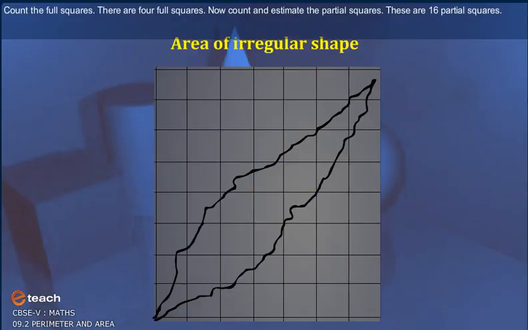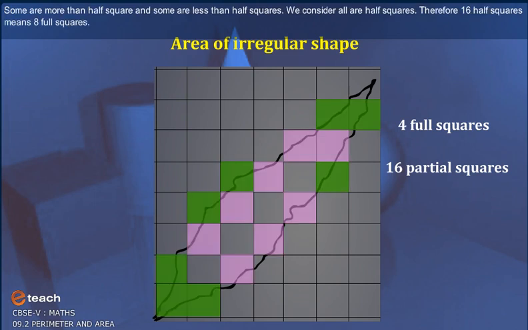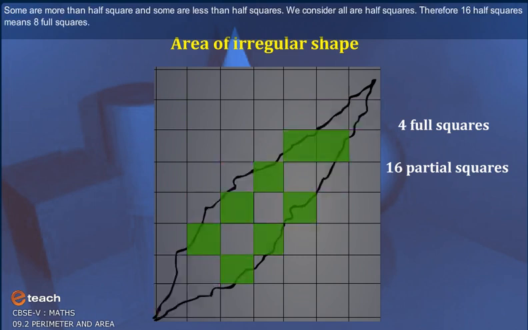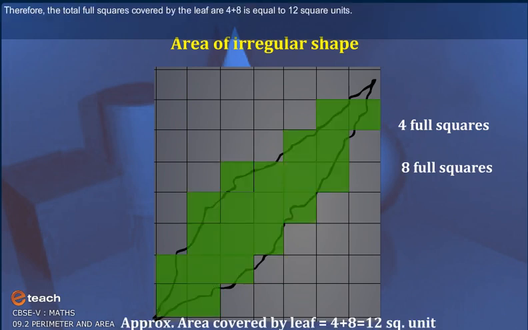Count the full squares. There are 4 full squares. Now count and estimate the partial squares. There are 16 partial squares. Some are more than half squares and some are less than half squares. We consider all as half squares. Therefore, 16 half squares means 8 full squares. Therefore, the total full squares covered by the leaf are 4 plus 8 is equal to 12 square units.